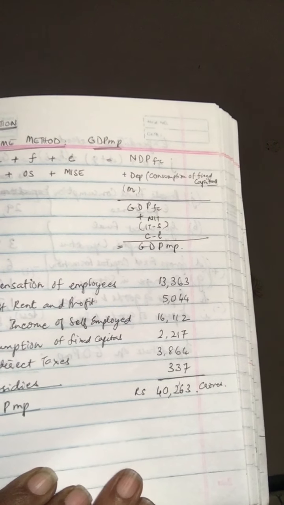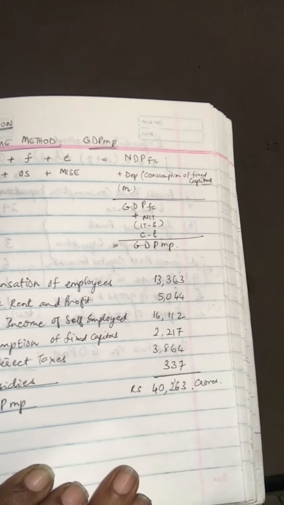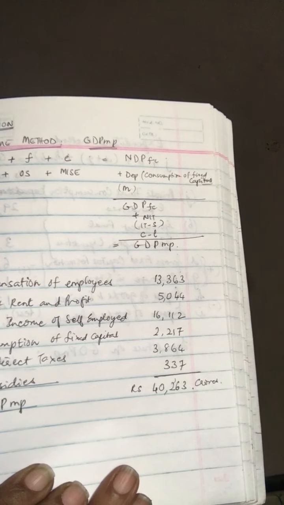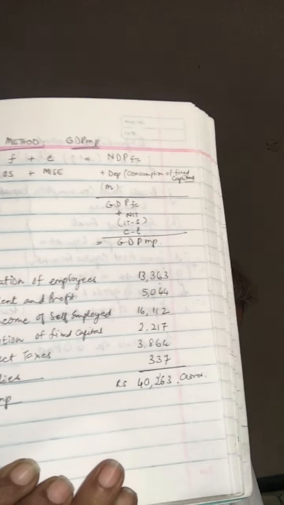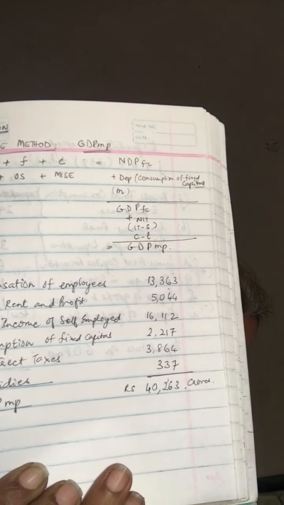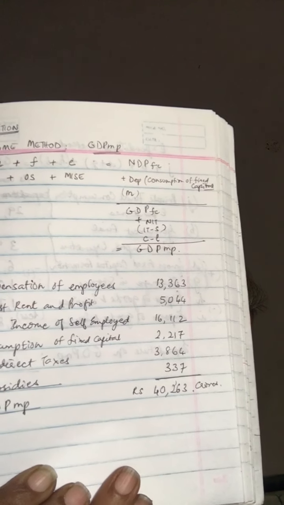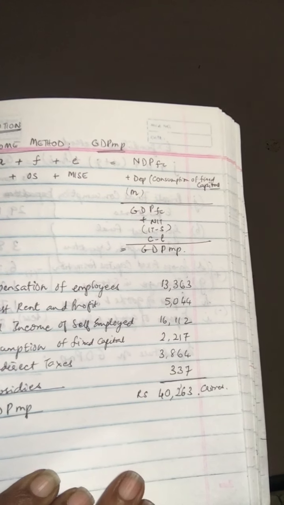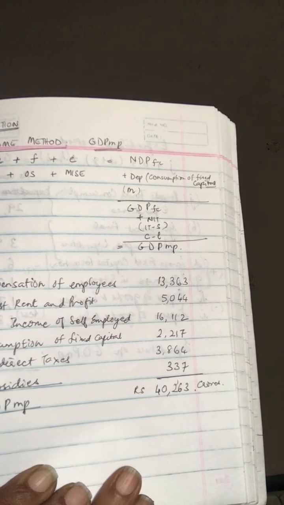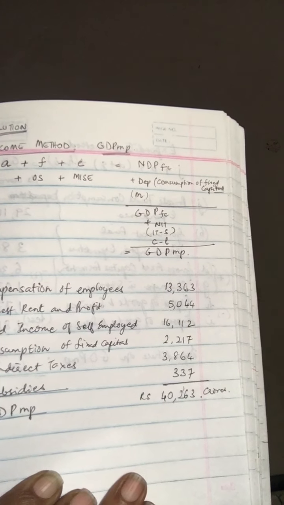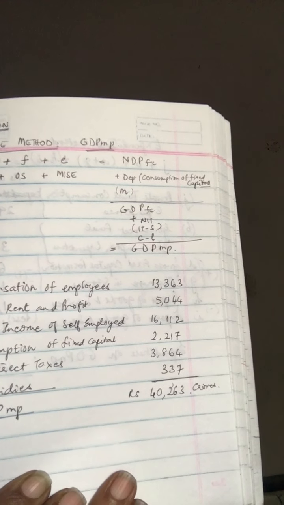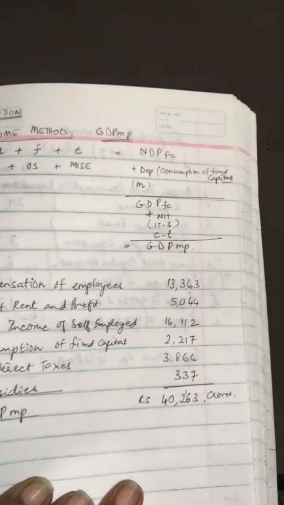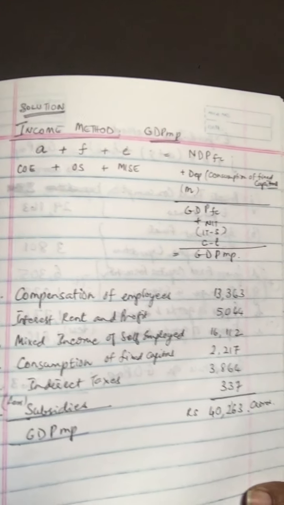In this, what we will do is we will add up net indirect tax. So we will solve indirect tax, which is C, and then we will take subsidies. We have to minus subsidies from here. Okay, so that is L. So C minus L, and then what you get is GDP MP. So this is how you will solve this. Is that clear?